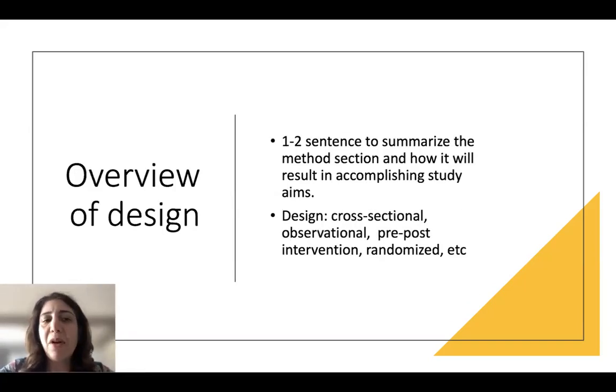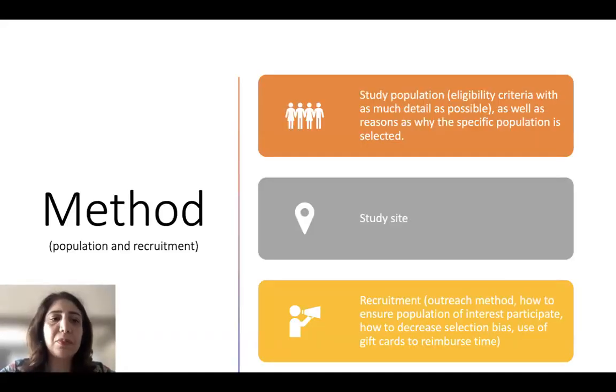The next part is you want to have 1 or 2 sentences in a section called Overview of Design, to summarize what your method section is about and how it will result in accomplishing your study aims. You want to talk about what design you have. Is this a cross-sectional study? Is it an observational study? Is it a pre-post intervention? Is it a randomized controlled trial? You want to give a small blurb so the reviewer knows what type of application they are looking at, in that 1 or 2 sentences. And then you're going to expand on that later in different sections.